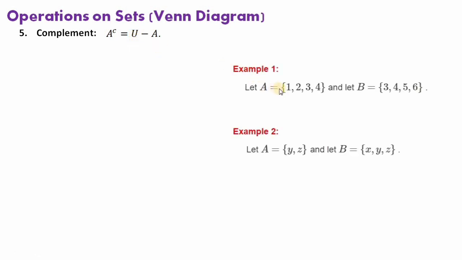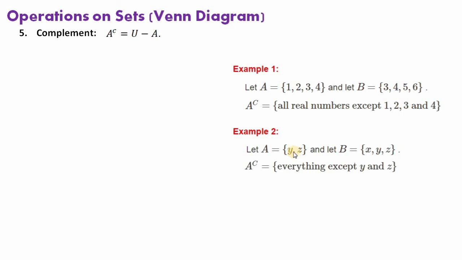Here A is given. I am taking the complement of only A. So A complement will be, see, all these are numbers, isn't it? So you can write all the real numbers. In fact, you have to write all the real numbers except these. So you cannot put these within A complement. Similarly, you have A equals Y comma Z. That means out of 26 letters in the English alphabet, I have written Y and Z. So A complement will be any other alphabets, meaning all the remaining alphabets other than Y and Z. All right, so this is the meaning of complement.